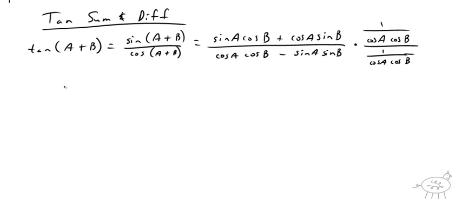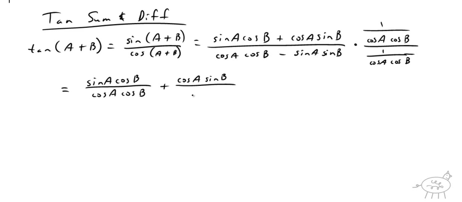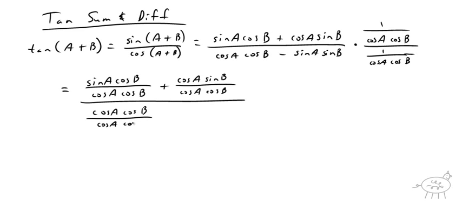So if I multiply all that out, it's going to be sine of A cosine of B over cosine A cosine of B, plus cosine of A sine of B over cosine A cosine of B, divided by, it's looking a little nasty, but it's okay, cosine of A cosine of B over cosine of A cosine of B, and then minus sine of A sine of B over cosine of A cosine of B.